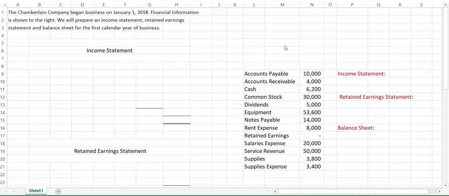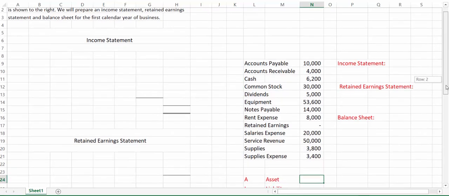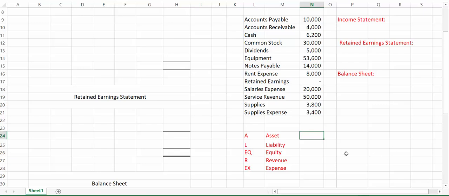So here are all of your accounts, and we want to create good habits because in the future you may have more and more accounts when you start to make a little bit more complex financial statements. So the first thing we're going to do is classify each of these items as one of these 5 financial statement items. It's either going to be an asset, a liability, equity, revenue, or expense. That's going to make it easier for us when we start to do the financial statements.